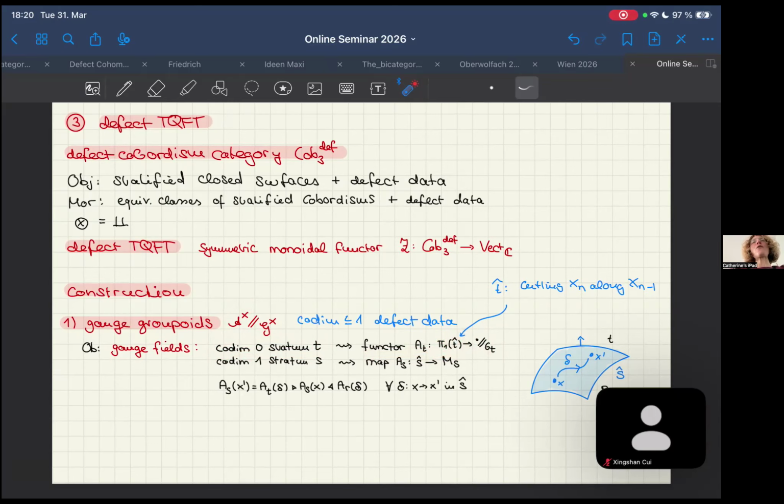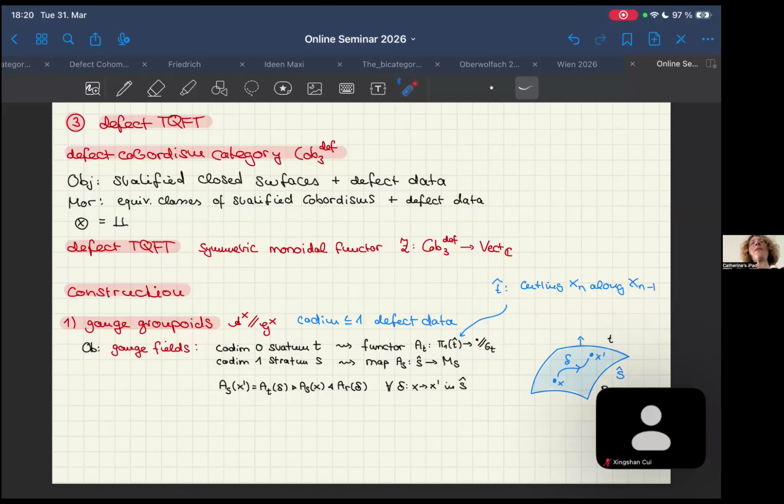So it's not the stratum itself. It's also not the closure of the stratum, but these spaces denoted with the hat are the spaces you obtain by cutting the n skeleton along the n-1 skeleton. So they're not open like the strata, but they're also not a skeleton. And I'll explain this in examples later. Then to each codimension 1 stratum, we assign a map simply from the associated space obtained by cutting along the codimension 2 strata into the set that is associated with the codimension 1 stratum.